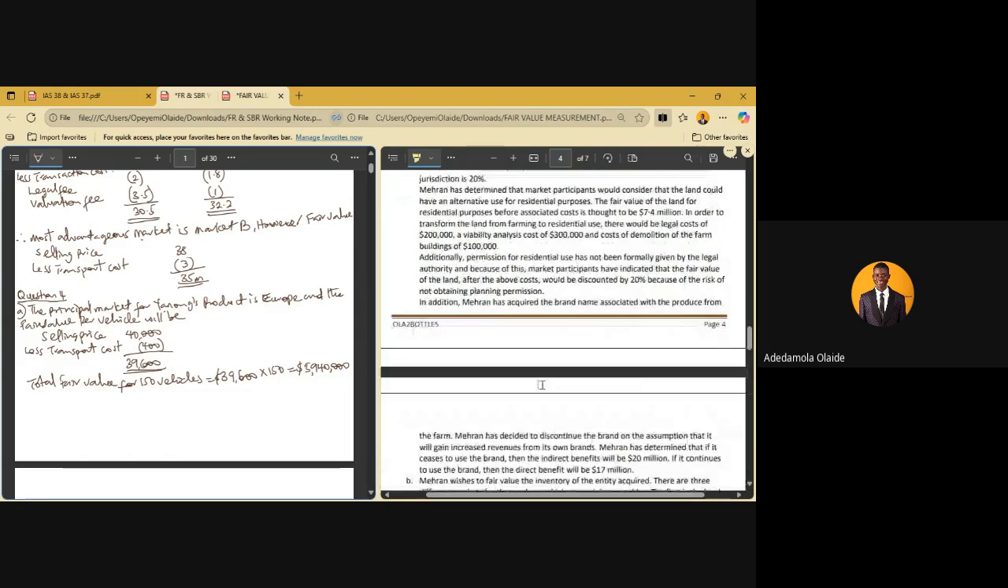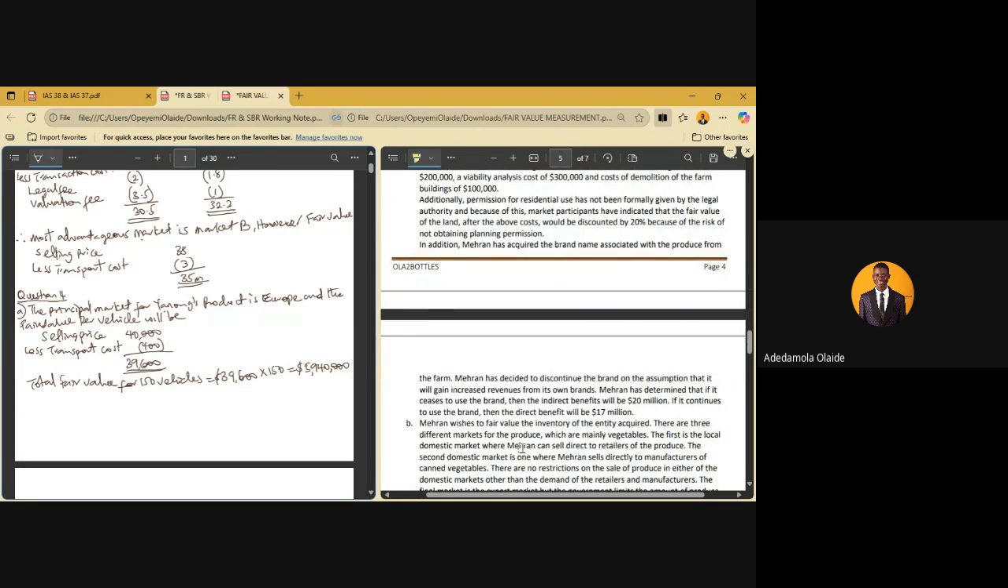In addition, MERA has acquired a brand name associated with the produce from the farm. MERA has decided to discontinue the brand on the assumption that it will gain increased revenue from its own brand. MERA has determined that if it ceases to use the brand, then the indirect benefit will be 20 million. If it continues to use the brand, then the direct benefit will be what? 17 million.